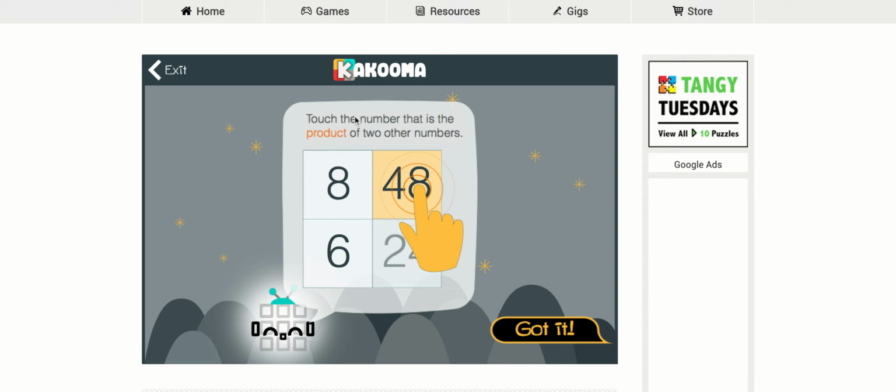Again, you're going to touch the number that is the product of the two other numbers in the box. See the numbers here: 8, 48, 6, and 24. You can't really see, but it's 24. I know that 6 times 8 is 48, so I'm going to click that one. You want to look at the smaller numbers to see if you can multiply them together to find the product in the box. Because 6 times 24, that answer wouldn't be in the box. That's too big. 48 times 24 is way too big. It wouldn't be in the box. So you have to work with the little numbers in the box.